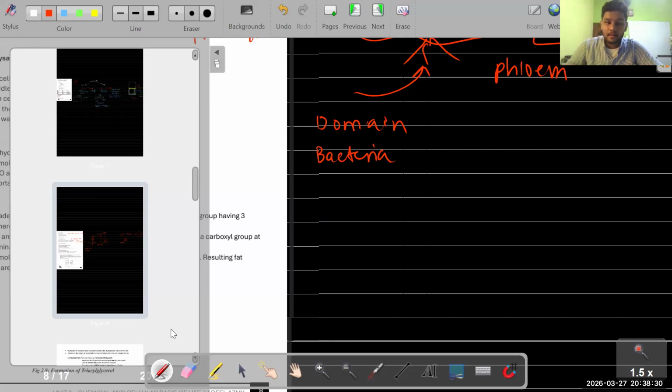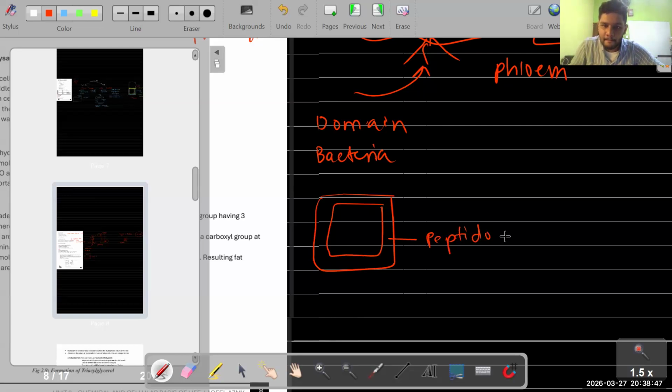Very good. This domain bacteria contains bacterial species, and all of them contain this polysaccharide in their cell wall. What is that polysaccharide called? Peptidoglycan. Can you understand that? Similar to our plant cell wall, where cellulose and hemicellulose are present, in the cell walls of domain bacteria they contain peptidoglycan.